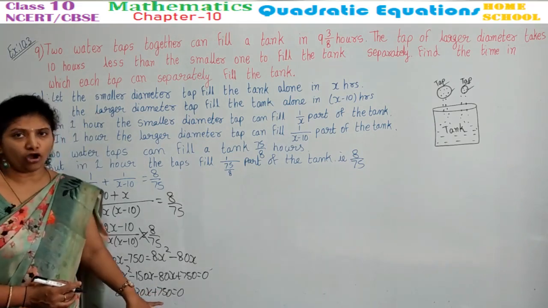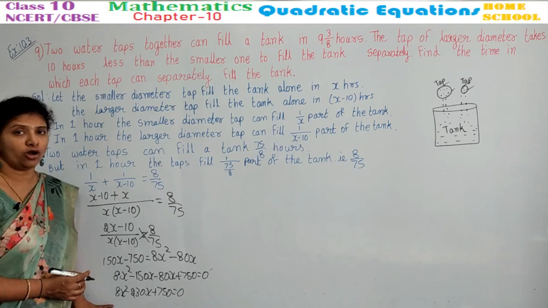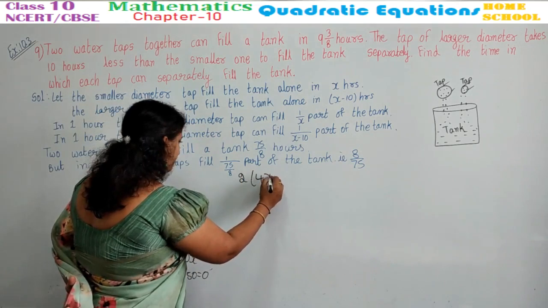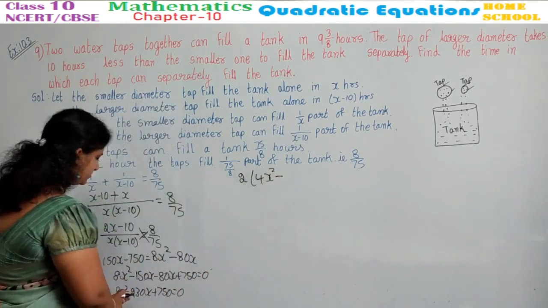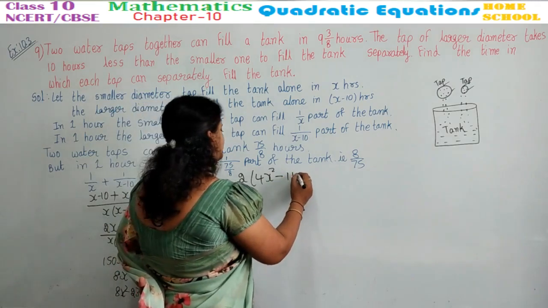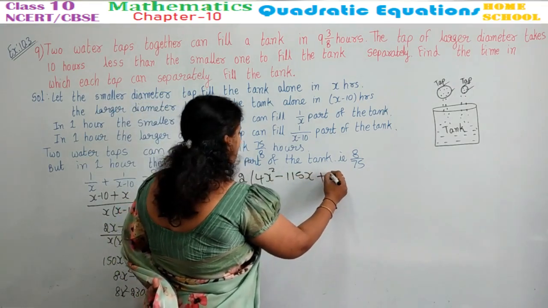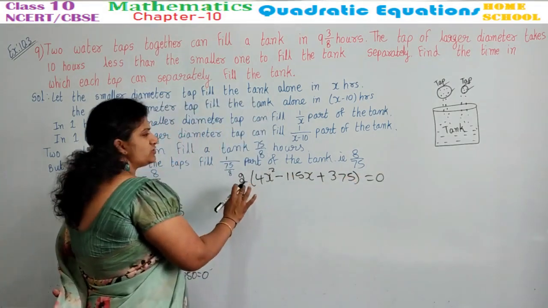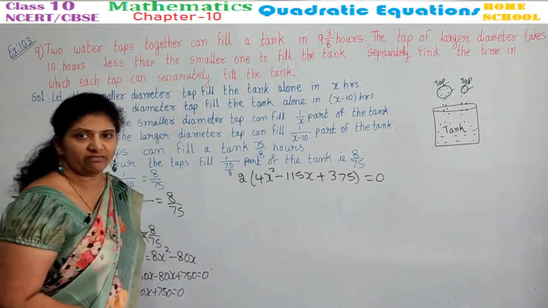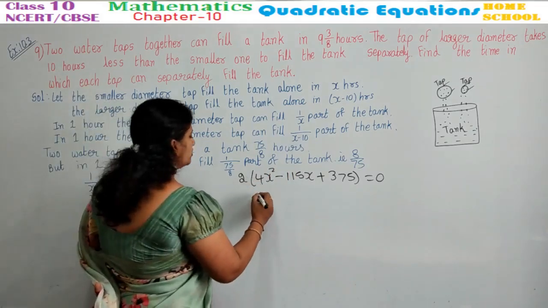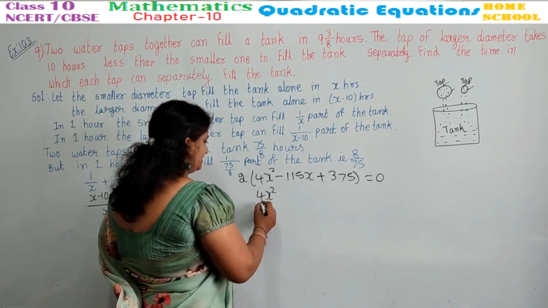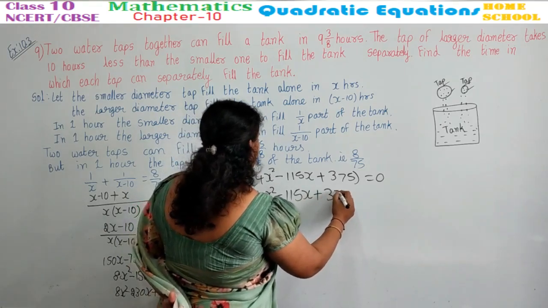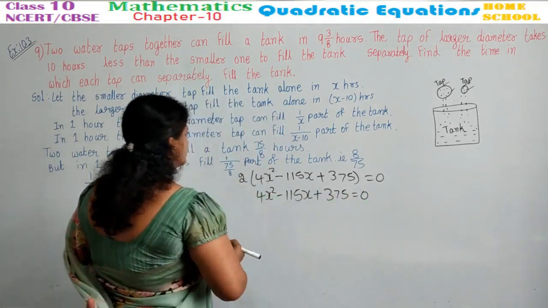Can you take out anything common here? Yes, I can take out 2 common in this equation. Let us take out 2 common. 2 4s are 8, 4x square minus 2 1s are 2, 5s are 115x plus 2 3s, 2 7s, 2 5s, equal to 0. This 2 multiplies, and on the other side it will be divided by 2 and it becomes 0. So the final quadratic equation is 4x square minus 115x plus 375 equal to 0.